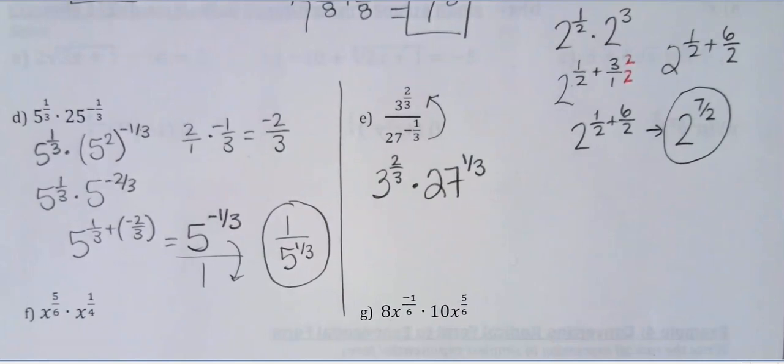Now, challenge here. I need a like base. So I've got 3 to a power. Could you think of how to rewrite 27? What do you think? 3 to the 3rd.